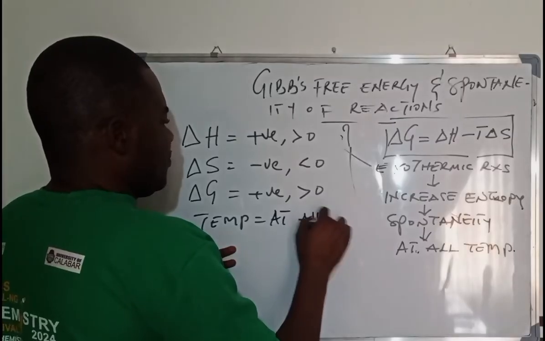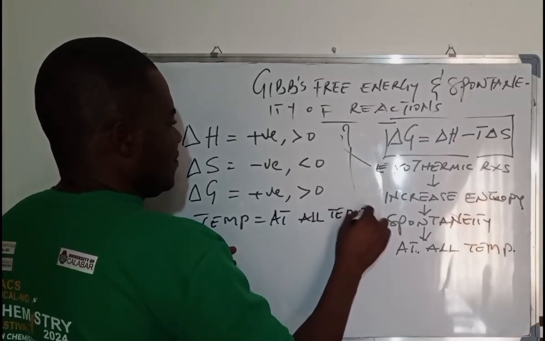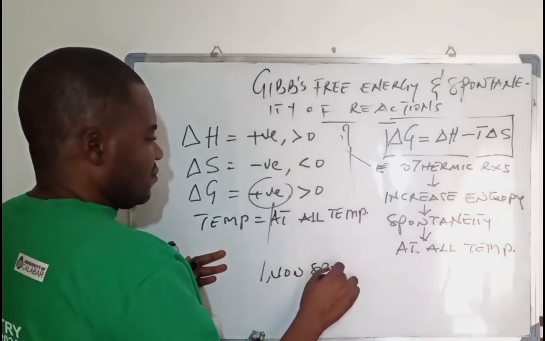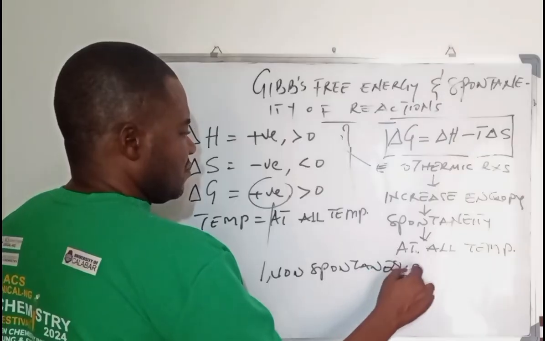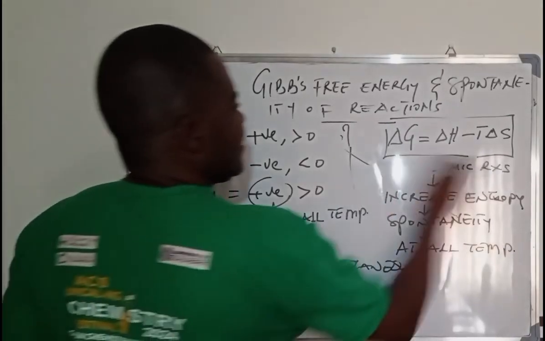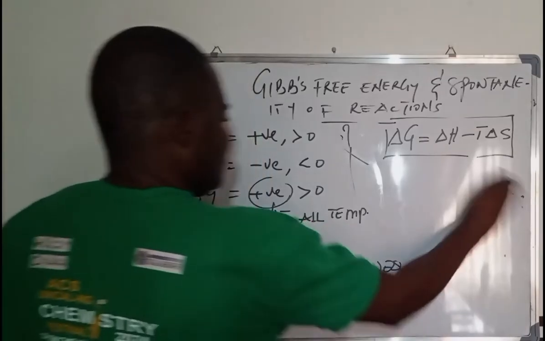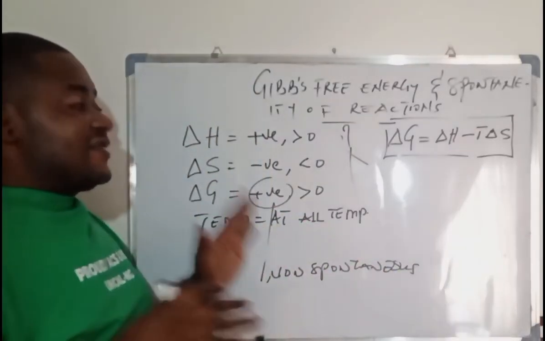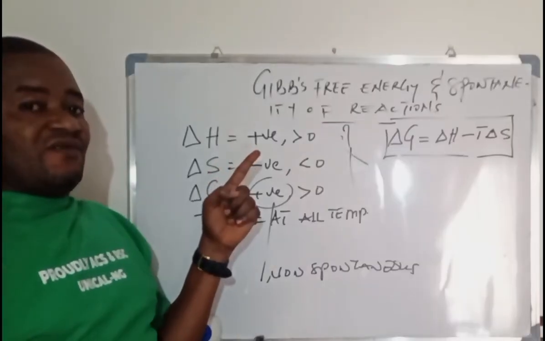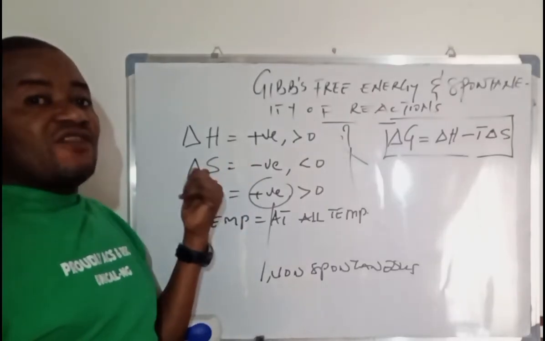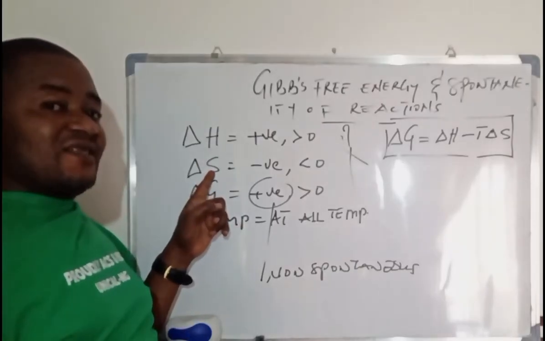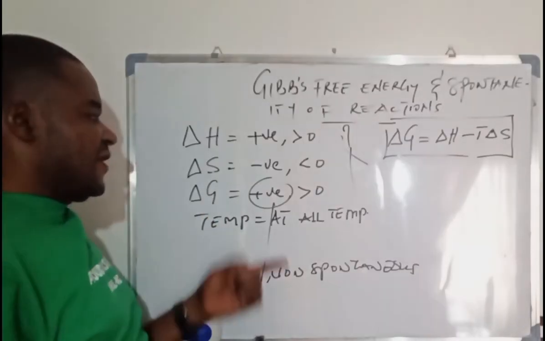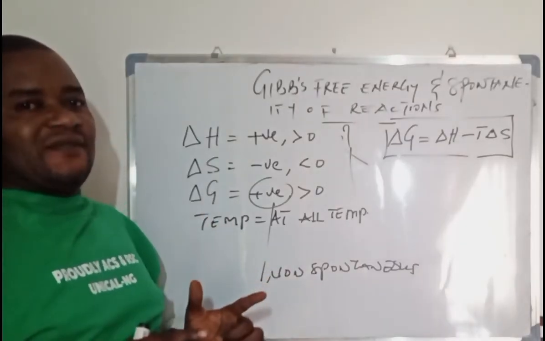So at all temperatures, the system will be non-spontaneous. That's what it means. So at any temperature at all you decide to operate the system, inasmuch as it's a reaction that will lead to what? A reduction in the degree of disorderliness of that system, which is the entropy, you will expect that particular reaction to be non-spontaneous at any temperature at all you are operating.